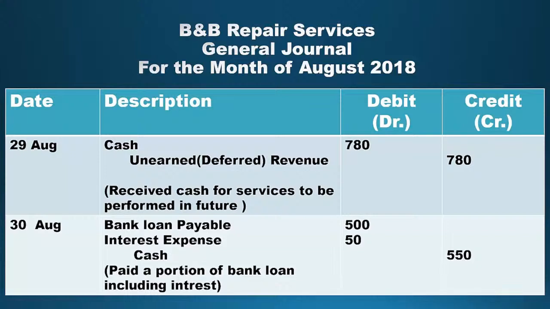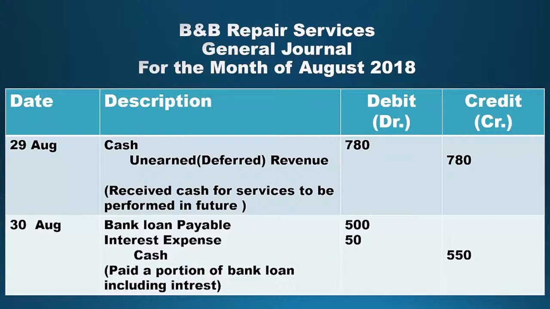Step 3. How do we record it? To record this, we debit cash for $780 to reflect the increase in money received. Credit unearned revenue for $780 to show the increase in the company's liability. The narrative for this entry is received cash from customers for services to be performed in the future. August 30th, paying part of a bank loan with interest.